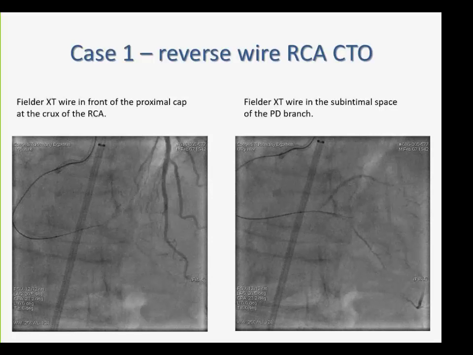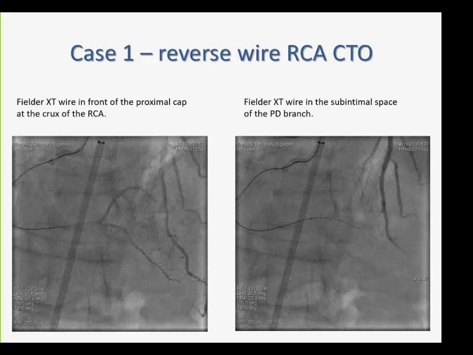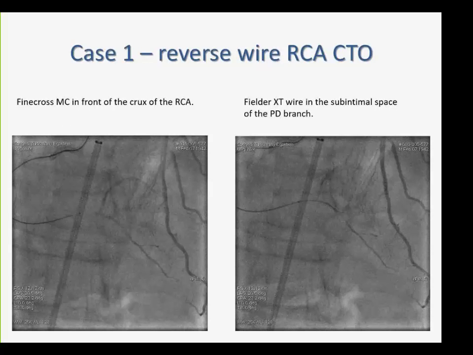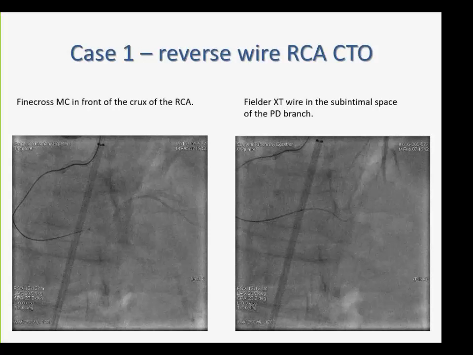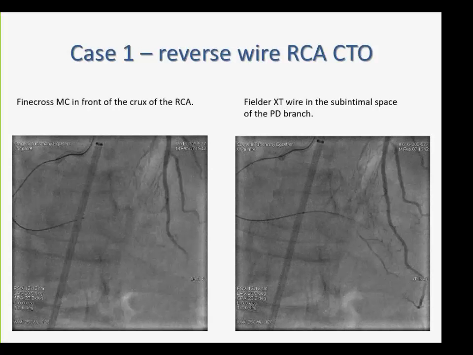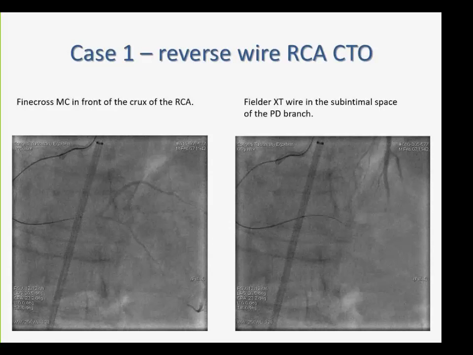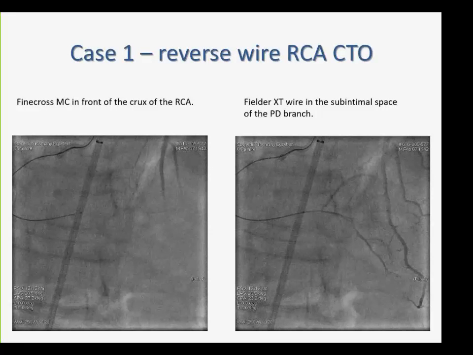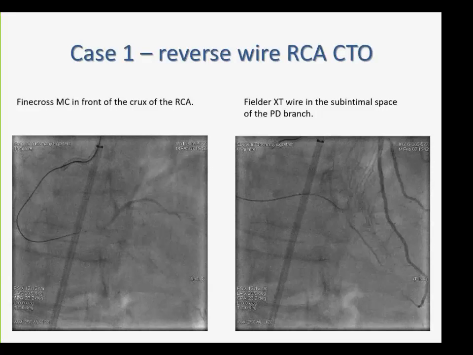So we changed the wire. This is not actually a dual lumen. It's a Fine Cross microcatheter, right? The one we're using here. You're not using a dual lumen for this particular case. Actually, we will use it, but at this phase of the procedure, we started with a Fine Cross catheter. So there is still a Fine Cross inside.